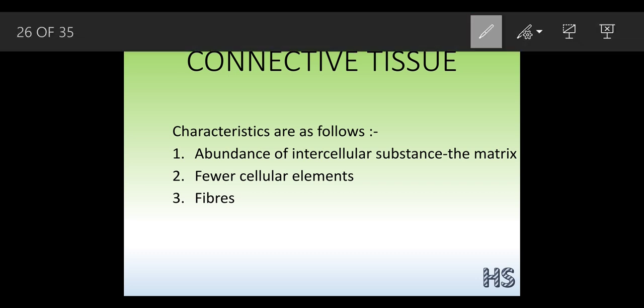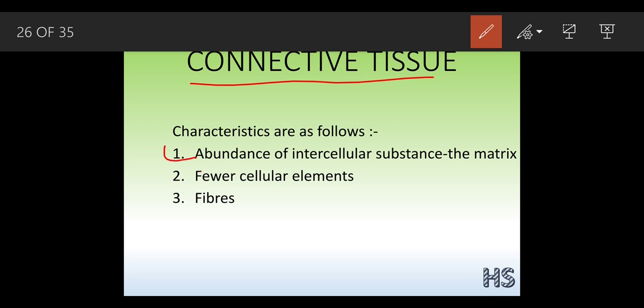Now we are going to learn about the connective tissues. Connective tissues are those tissues which bind one tissue with another. It helps to connect the various organs, as the name suggests. Some of the characteristics of these connective tissues are as follows.